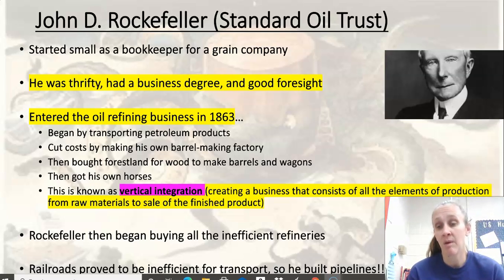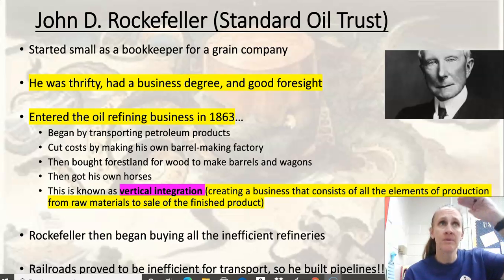And I'll use that to make my barrels and wagons, and then I'll use that to transport the oil that I have. And then, hey, I'll buy my own horses. And so this process of, you have a company up here, but you buy all of the raw materials or the capital that goes into your final product, that's called vertical integration.